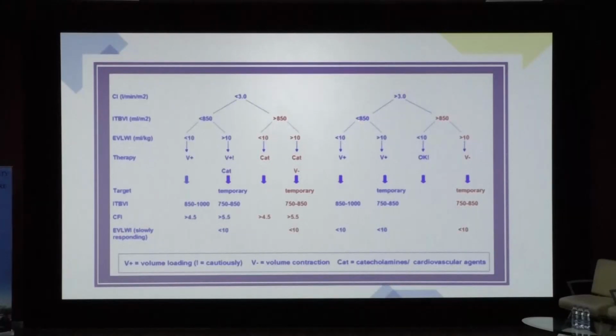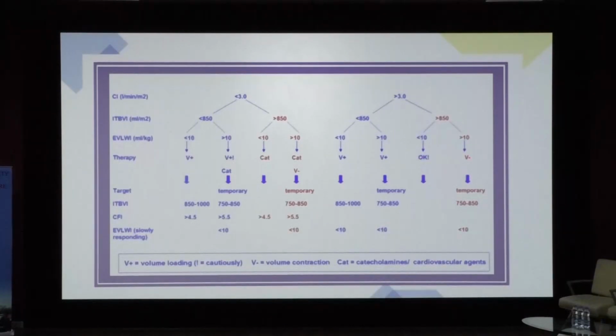If the cardiac index is high with less volume in the lungs and extravascular lung volume is very high, again it is a volume problem, but it's a temporary measure, so you can also wait here. If the cardiac index is good, intrathoracic blood volume is good, and pulmonary edema is less than 10, extravascular lung volume is less than 10, you can wait here. This is a normal patient actually.